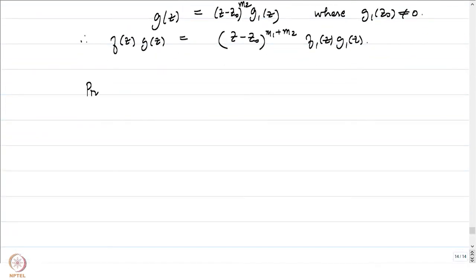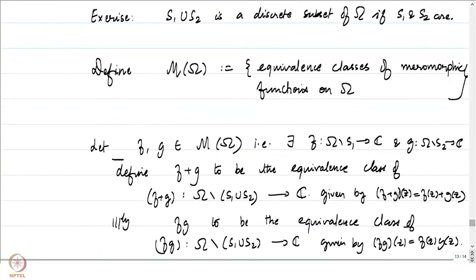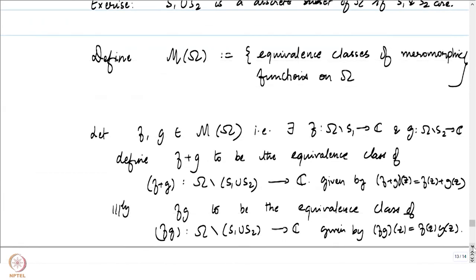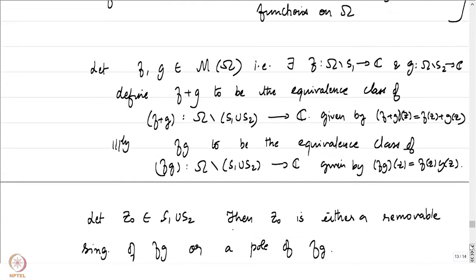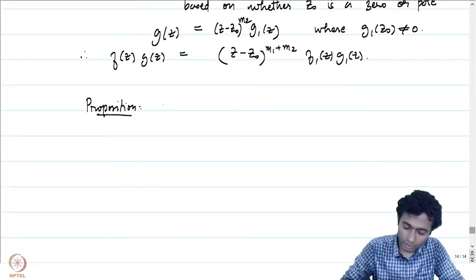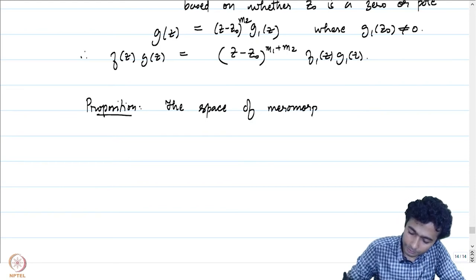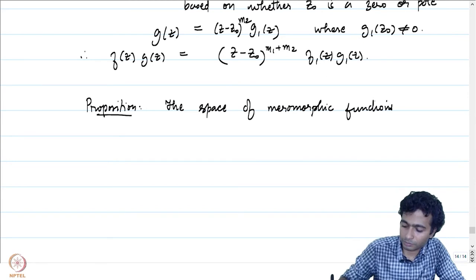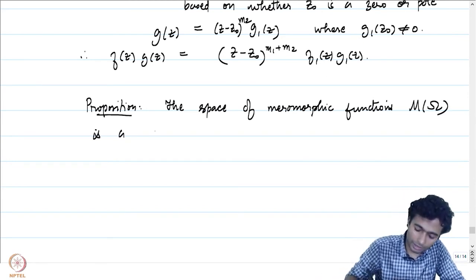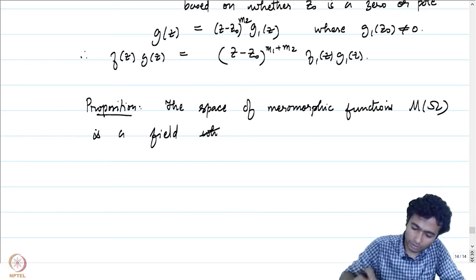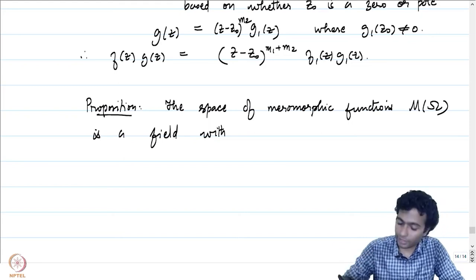Because I am going to write down now a proposition which tells us that with these operations, we just defined two operations, right? You take any two elements in, there is one more exercise which actually needs to be done, of well-definedness. That's quite straightforward. I will not do it and spend time here. Rather, let me give a statement which tells us that with these operations of addition and multiplication, the space of meromorphic functions M of omega is a field with the operations defined above.